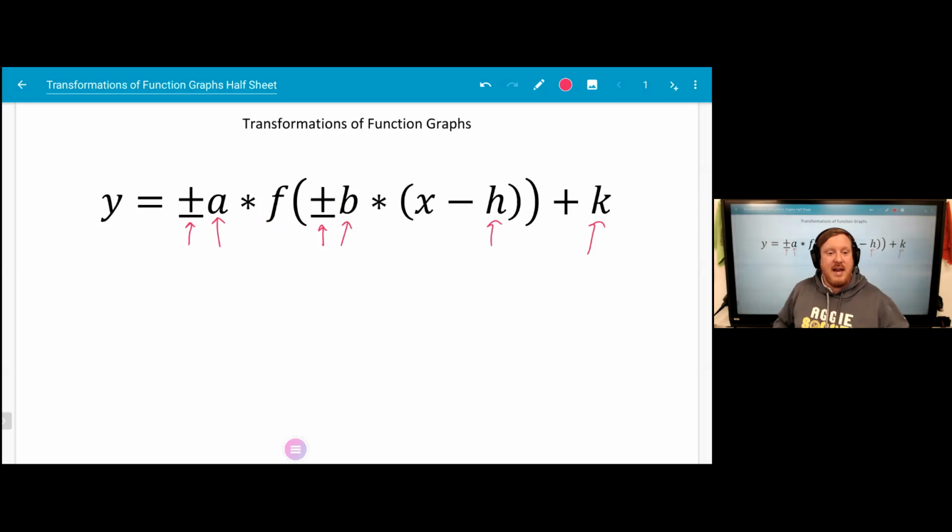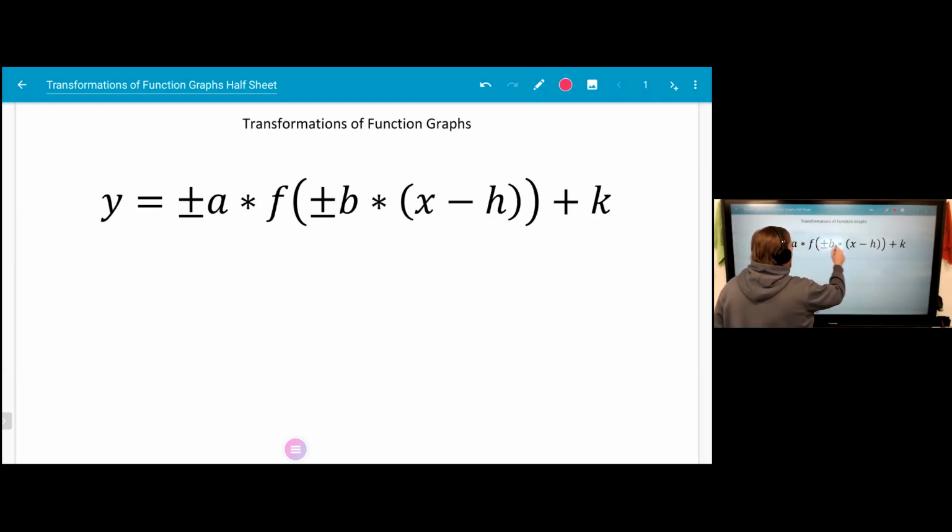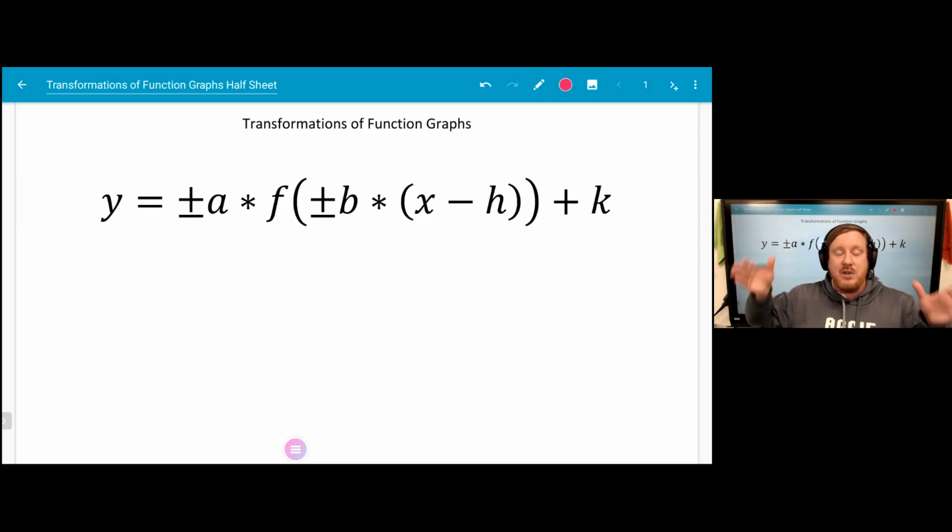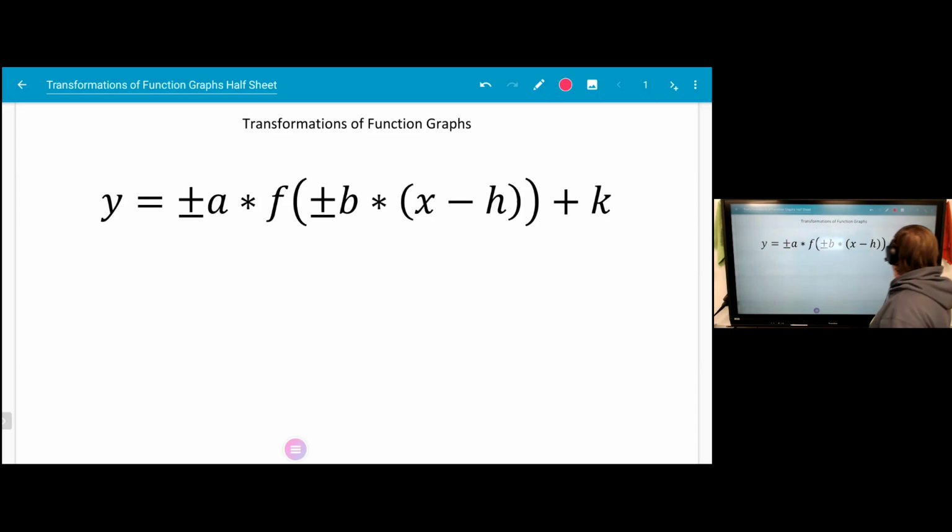We have a positive or negative on the outside. We have an A value, a B value that can be positive or negative, an H and a K. Again, anything inside of the function could be what's being squared or square rooted or cube rooted or absolute valued. It doesn't matter. If it's inside the function, that works horizontally. If it's outside the function, it works vertically.